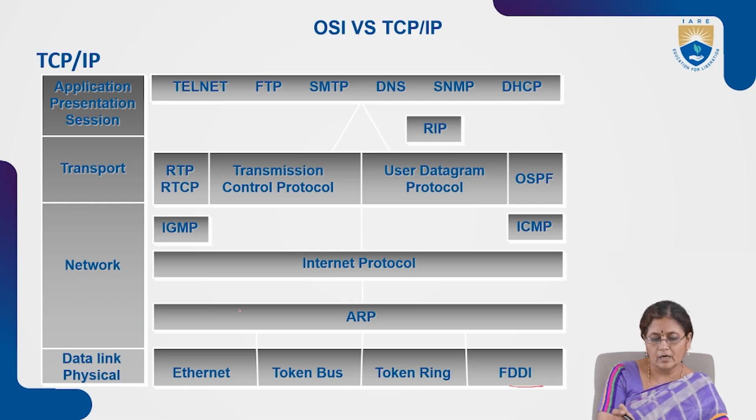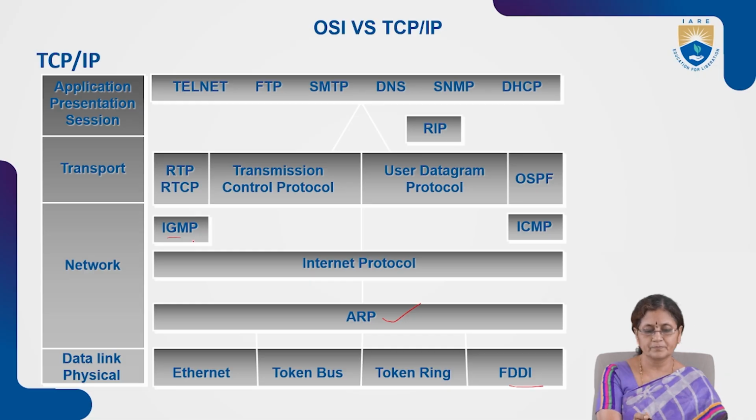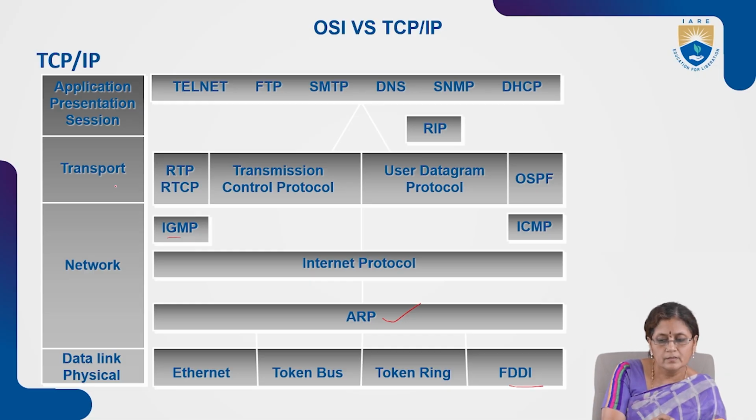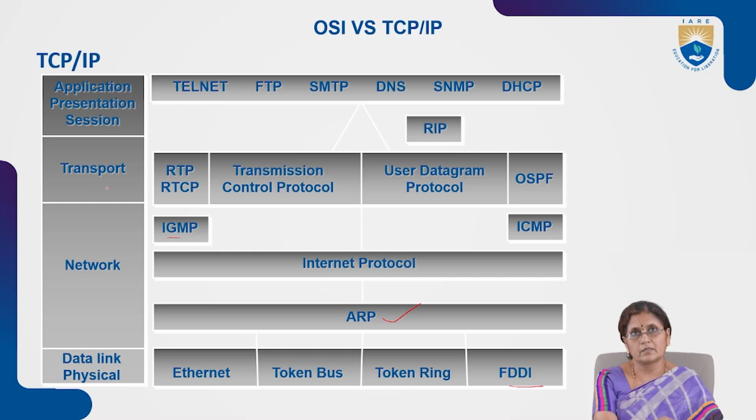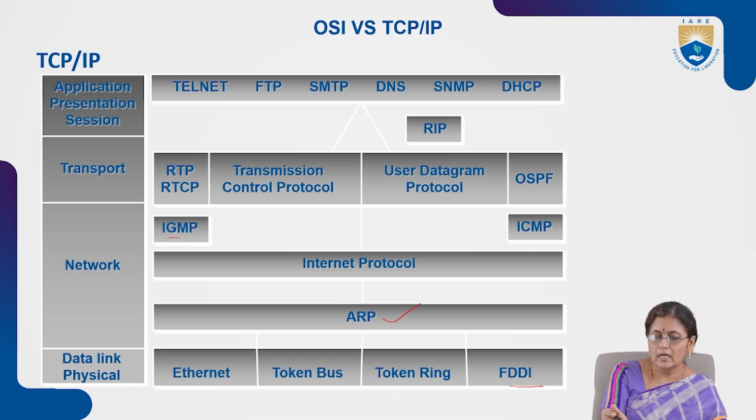In the network layer, we have ARP and the Internet Protocol. ARP means Address Resolution Protocol. Here in the network layer, we also have the ICMP and IGMP protocols: Internet Control Message Protocol and Internet Group Message Protocol. In the transport layer we have RTP, RTCP, the Transmission Control Protocol, and then the User Datagram Protocol.